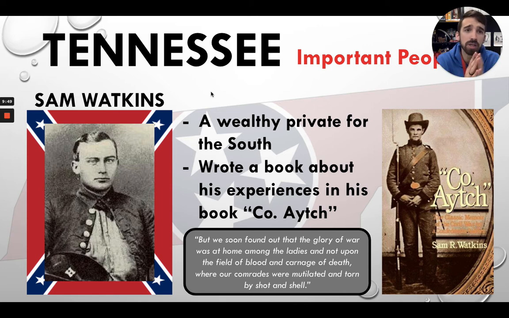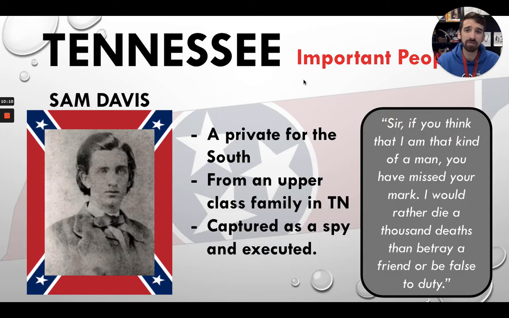And so Sam Watkins' book, Company H, you need to know those two things. His book, Company H, is really a journal. And it's used to give us a firsthand account of what the war was really like and what soldiers in the war experienced. So that's Sam Watkins, Company H. He's a Confederate soldier.